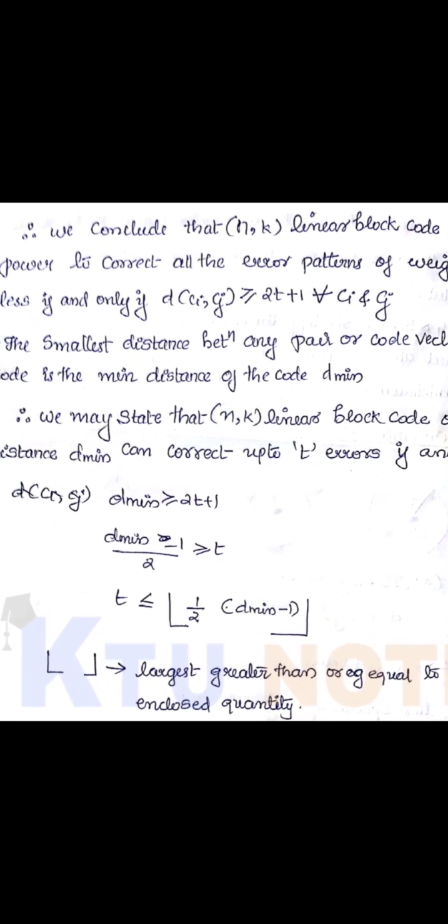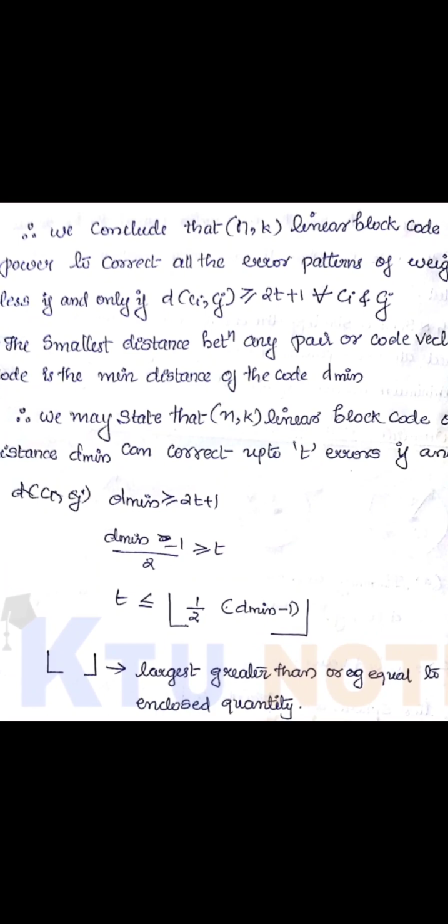Okay. So we conclude that an (n, k) linear block code has the power to correct all error patterns of weight t or less if and only if the distance between Ci and Cj is greater than or equal to 2t plus 1 for all Ci and Cj. The smallest distance between any pair of code words is the minimum distance of the code, d minimum. Therefore, we may state that an (n, k) linear block code of minimum distance d minimum can correct up to t errors if and only if the minimum distance is greater than or equal to 2t plus 1.